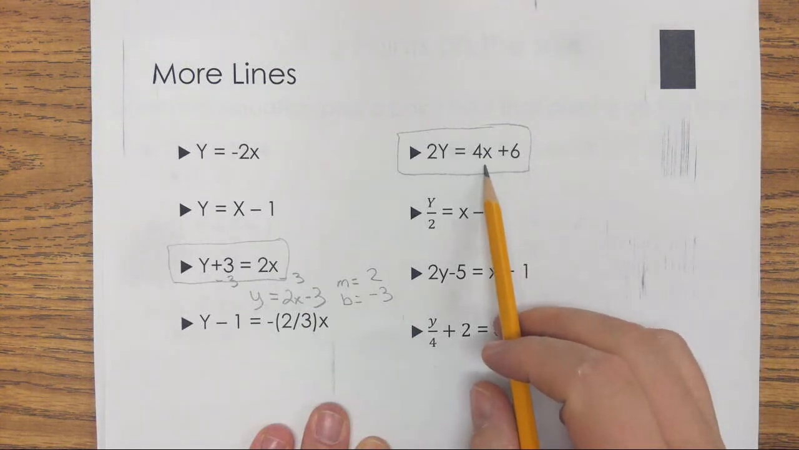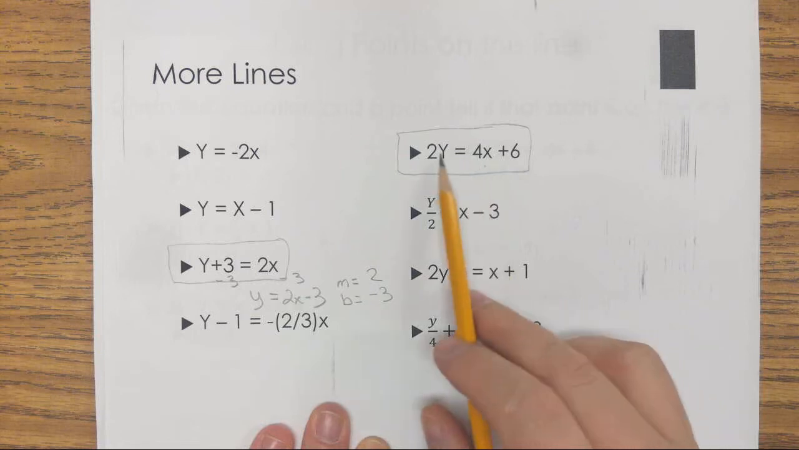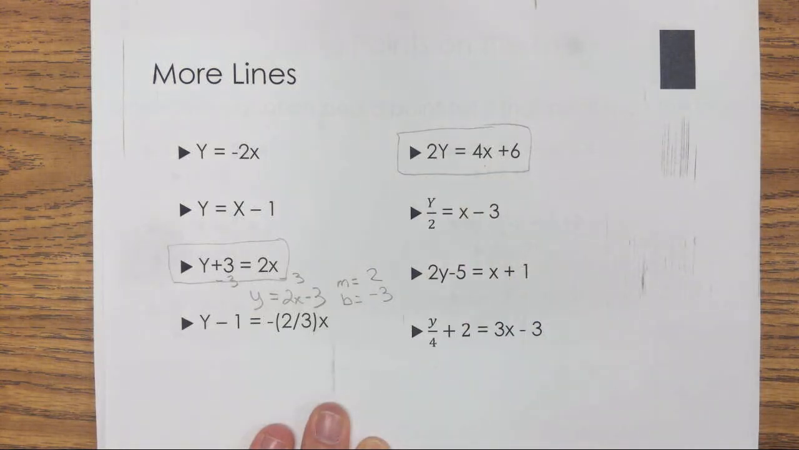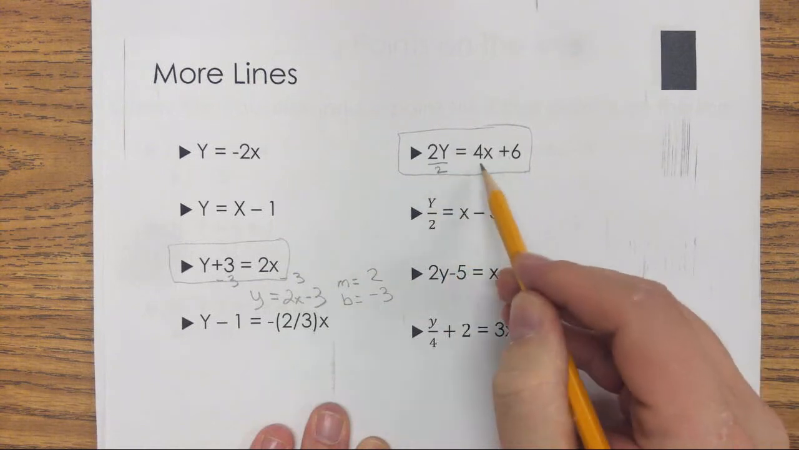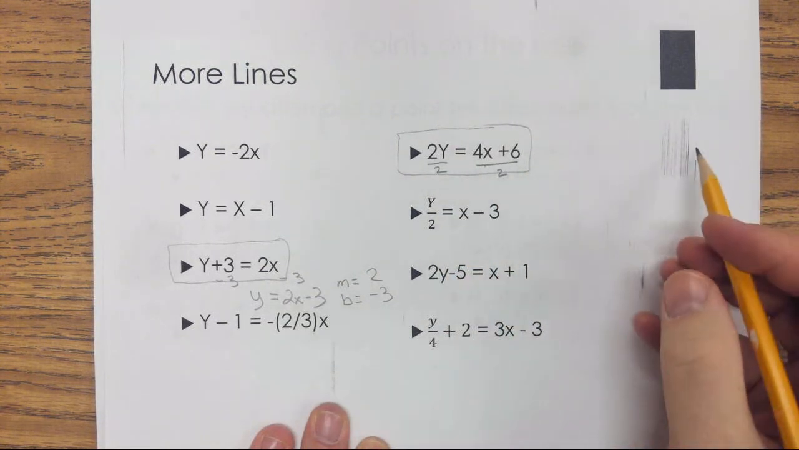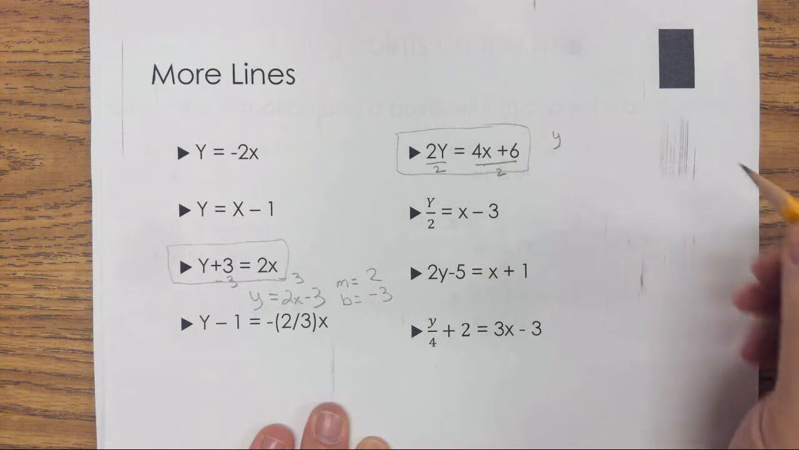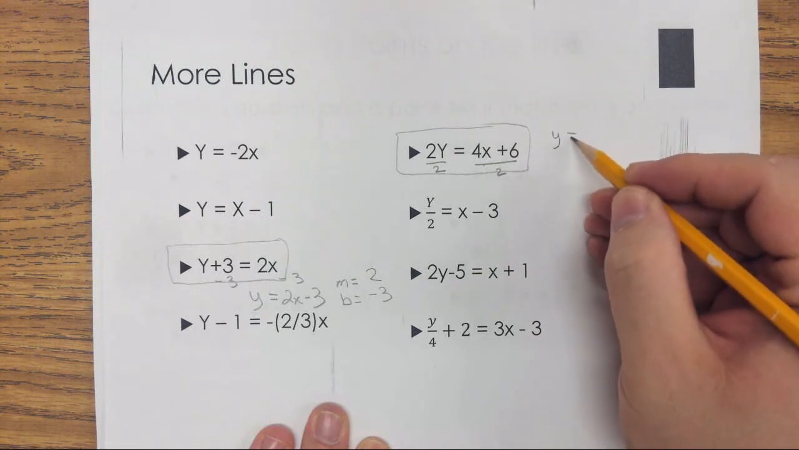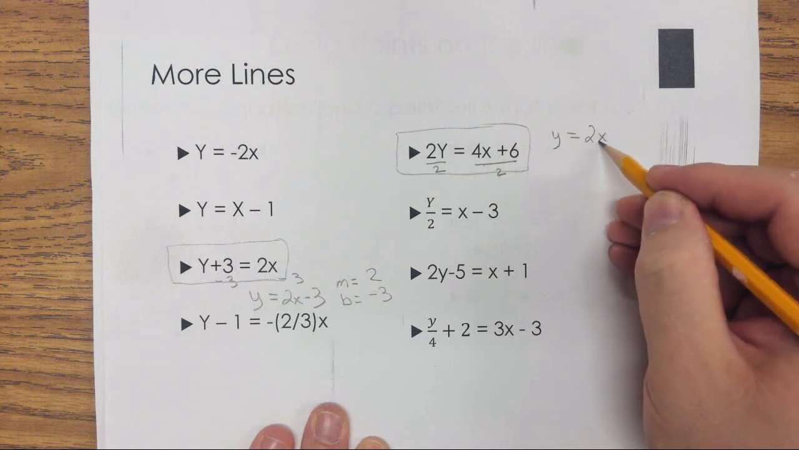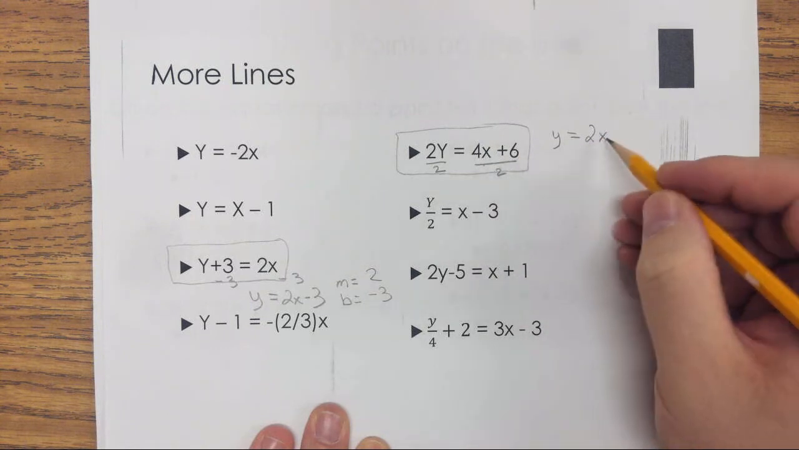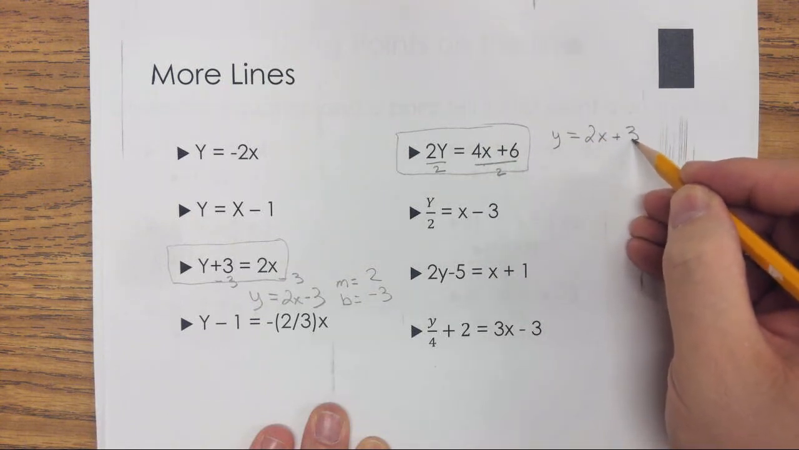Let's look at this one. Remember, I need to have my y by itself. So I'm going to divide both sides by 2, which is going to give me this y by itself again. Then that's 4 over 2, and that's 2x, and that's 6 over 2, which is 3.